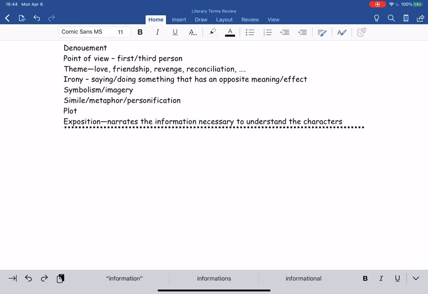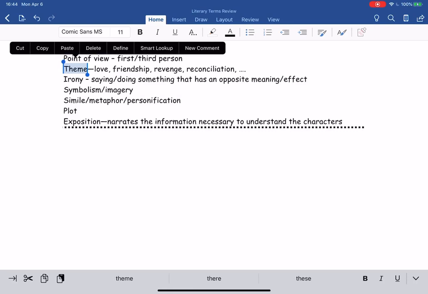This would be who is narrating the story and how are they telling the story. Are they telling it from a first person point of view, in other words, I, me, my, or are they telling it from a third person point of view, he, she, it, they, and that can sometimes change how the story comes across. Next we have theme.